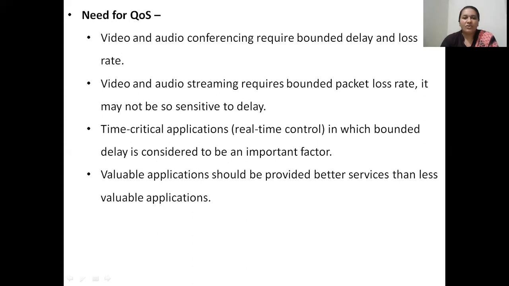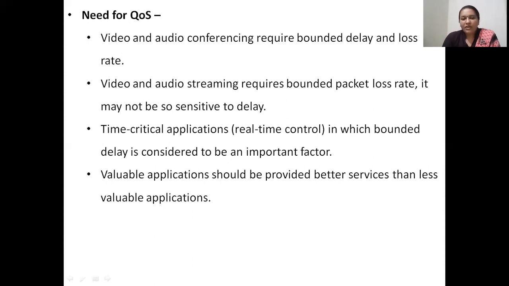Similarly, when video and audio live streaming is done, the packet loss rate should be very low. And of course, a delay can be tolerated for a little while, but packet loss is not going to be tolerated. In time critical applications like real-time applications, delay should be completely avoided. They expect no delay, literally. Delay avoidance is an important factor there.